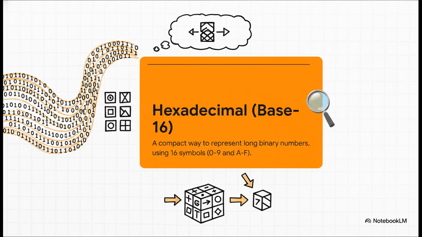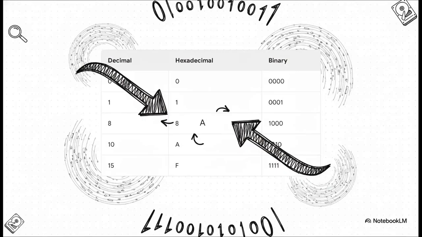It uses 16 symbols, the numbers 0 through 9 plus the letters A through F, to represent those long binary numbers in a much more compact, human-readable way. And this chart, this is where it all clicks. Look at how they connect. See how our decimal number 10 just becomes the single letter A in hex, and 15 becomes F? This is how investigators take these massive, unreadable strings of binary code and compress them into something they can actually work with.